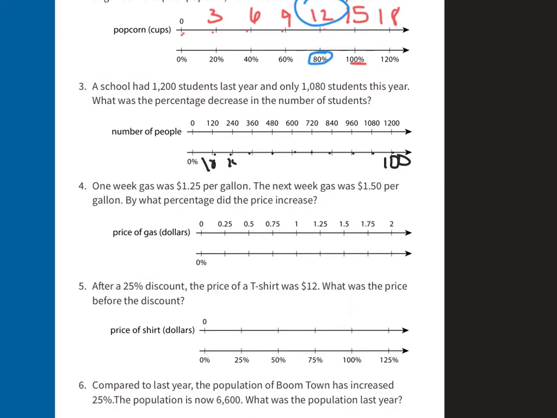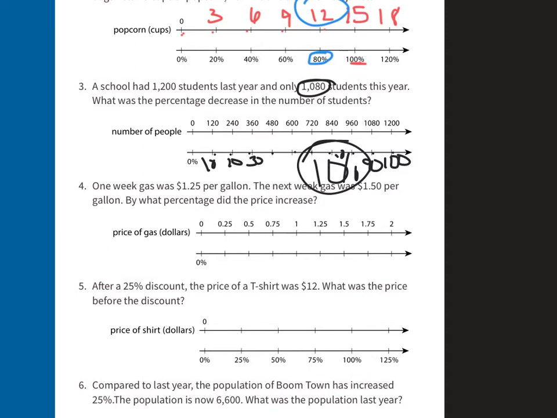So 10, 20, 30. So we need to know what goes with 1,080. Well, that's 10 away from 100, so it's 90%. So what's the percentage of decrease from 100% down to 90%? Well, it's 10% decrease. So that's my answer. Okay. These double line charts are good visual ways to see the problem and sort of set things up and know where to go from there.